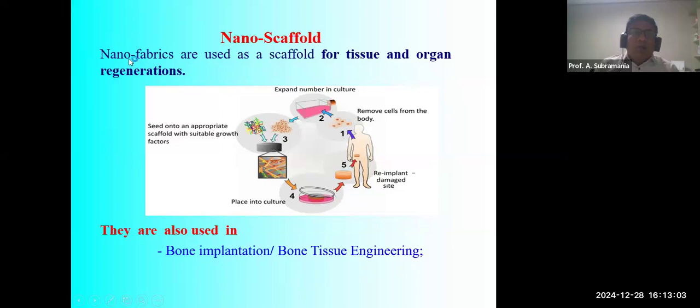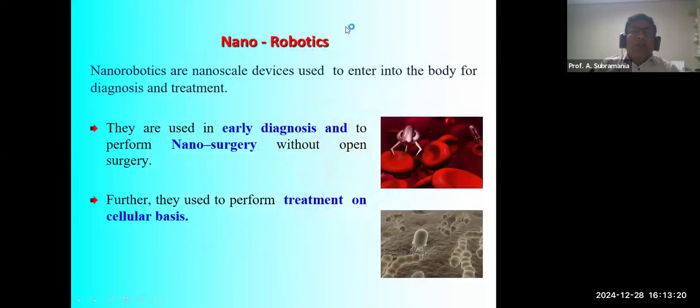Then the nano scaffold. Nano fabrics obtained from the electrospinning technique are used as a scaffold for tissue and organ regeneration. They are also used in bone implantation and bone tissue engineering. Then nano robotics. These are nanoscale devices used to enter into the body for diagnosis and treatment. They are used in early diagnosis and to perform nanosurgery without open surgery. Further, they are used to perform treatment on a cellular basis.